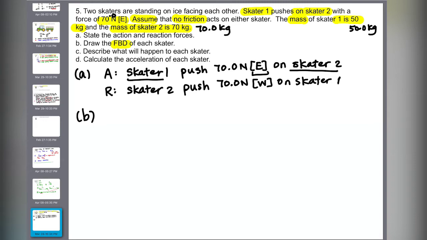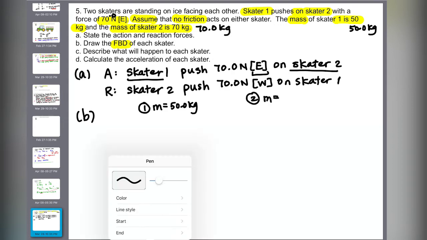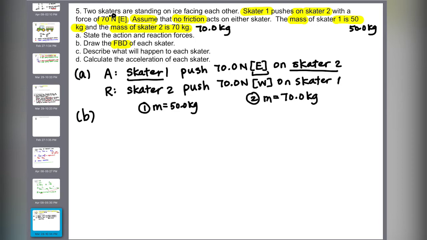Part B. Draw the free body diagram for each skater. So I got skater 1 here, skater 2 here. I always do find it useful to put their masses right on top so that I'm organized in terms of my given list. So I know skater 1 is 50 kilogram, and I know skater 2 is 70 kilogram. Draw my free body diagram.